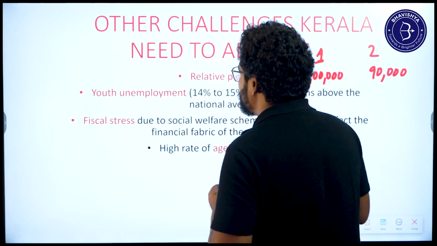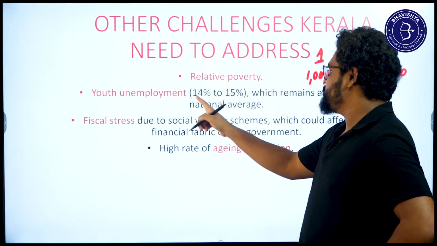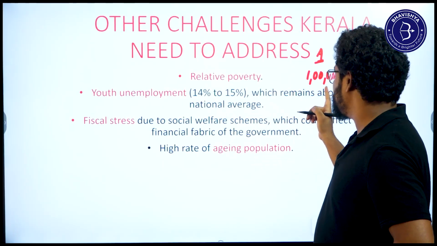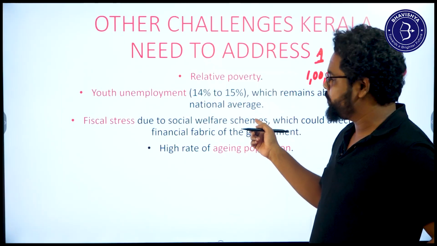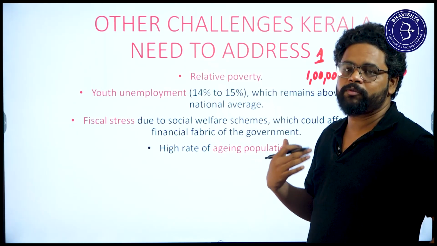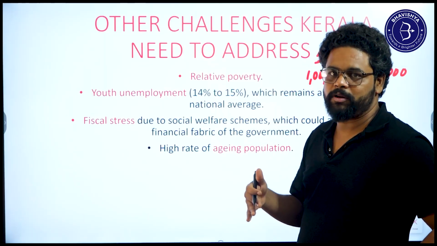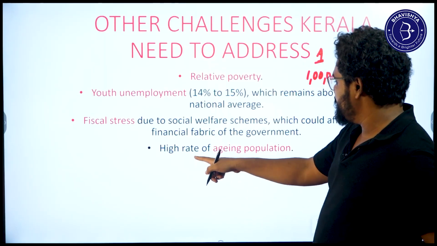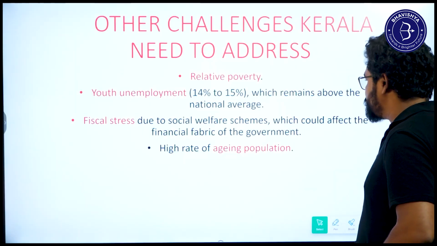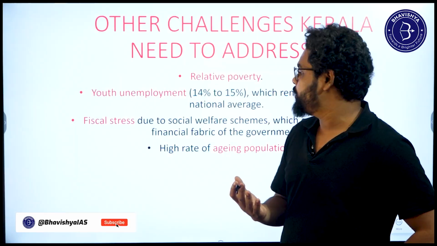Okay. And the second thing is youth unemployment. It is having 14% to 15% unemployment, which remains above the national average. And the next one is fiscal stress. It is due to the high amount of money pumped into the social welfare programs. And the next one is the high rate of aging population. So we shall see Kerala will also eradicate these things in the coming time.